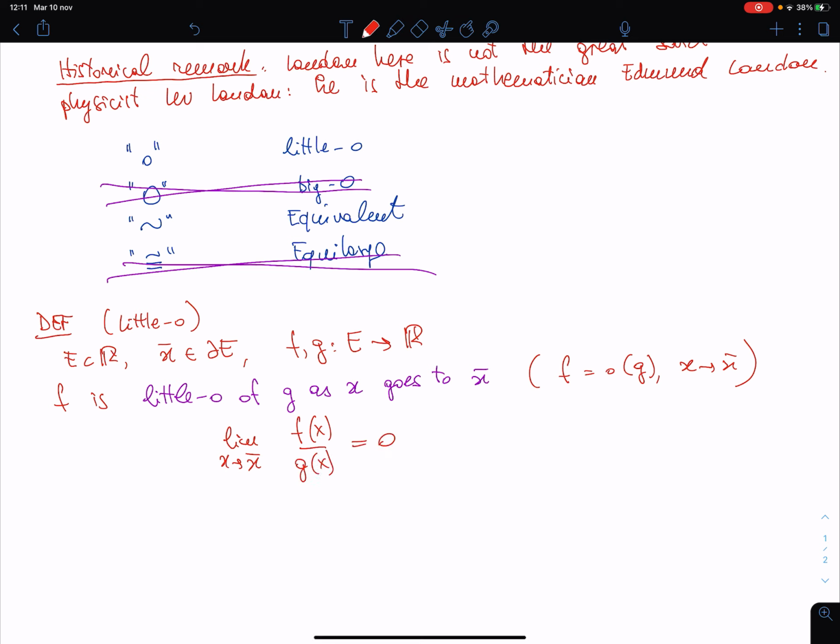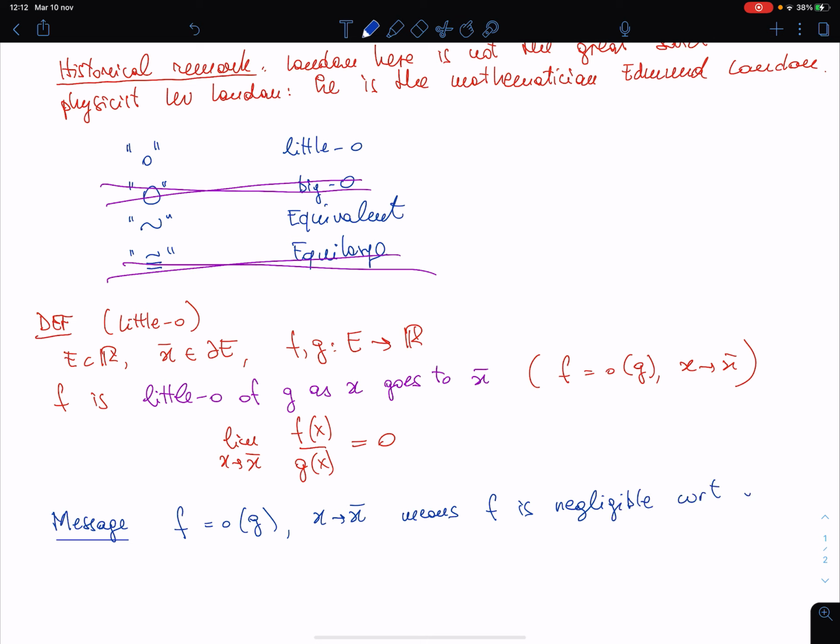And the message is that f is little o of g as x goes to x bar means that f is negligible with respect to g as x tends to x bar. So, namely, in a neighborhood, in the vicinity near x bar.